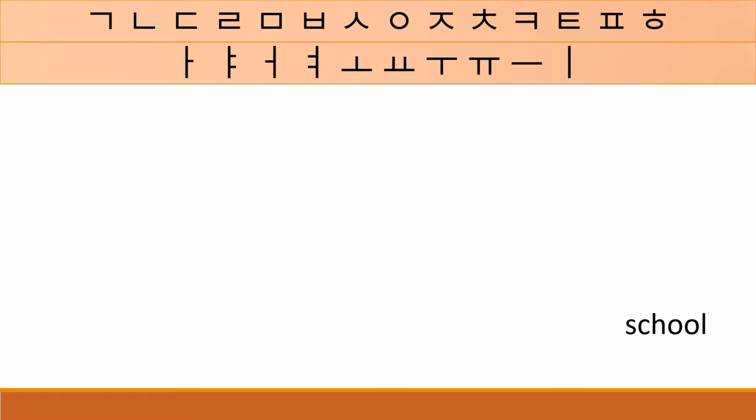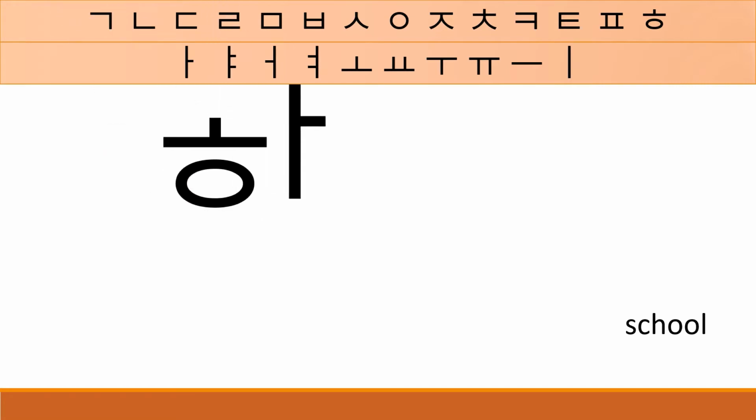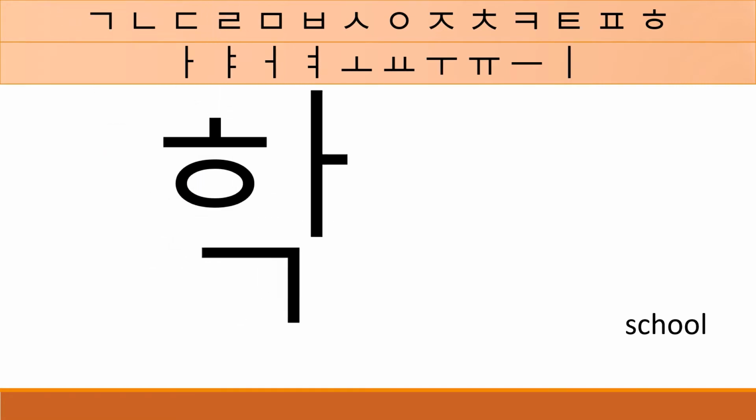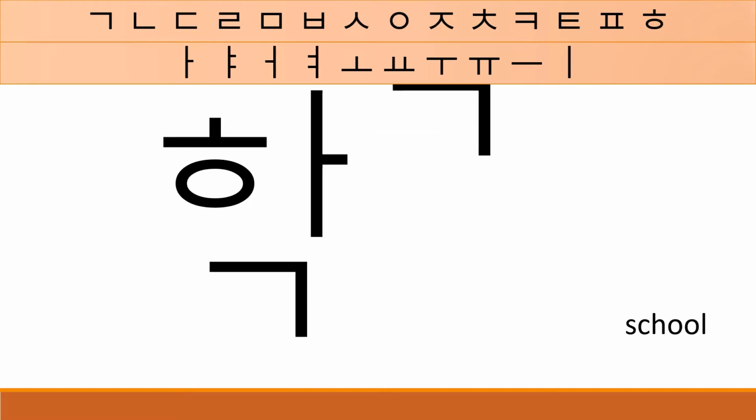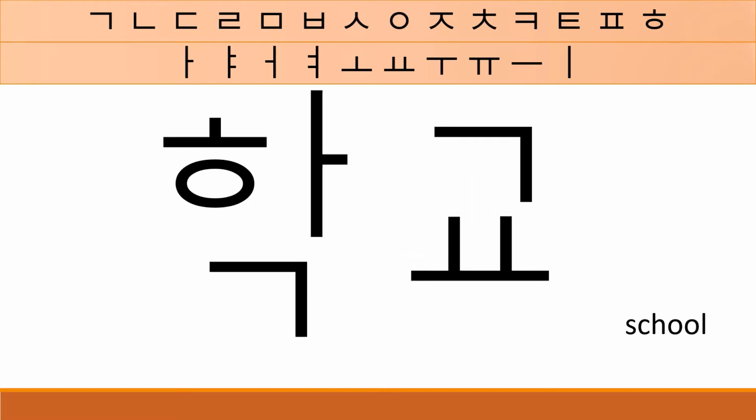학교. Syllable separately. 학교. Together, 학교. If you are ready, here comes the answer. 그 plus 아 and 그 underneath, 학, and 그 plus 요, 교, 학교.